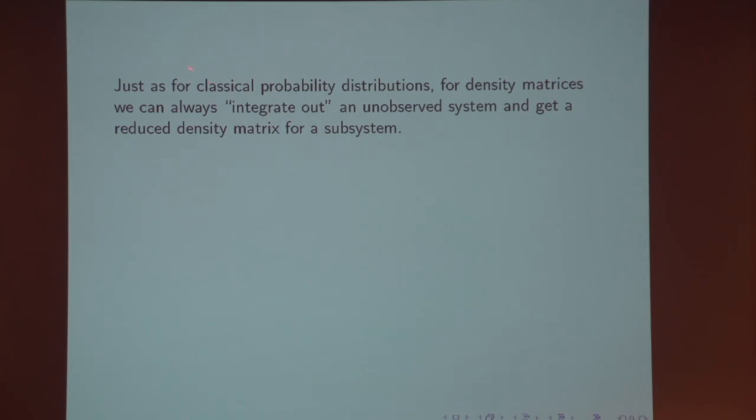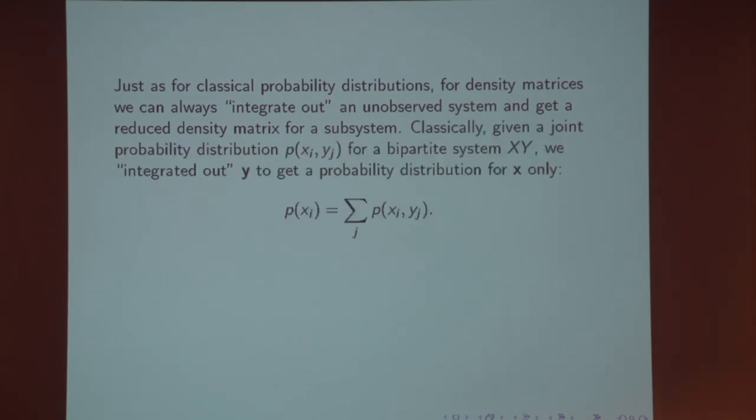Well, just as for classical probability distributions, for density matrices you can always integrate out an unobserved system and get a reduced density matrix for a subsystem. So classically, if we had a joint probability distribution, we integrated out y to get a probability distribution for x only.